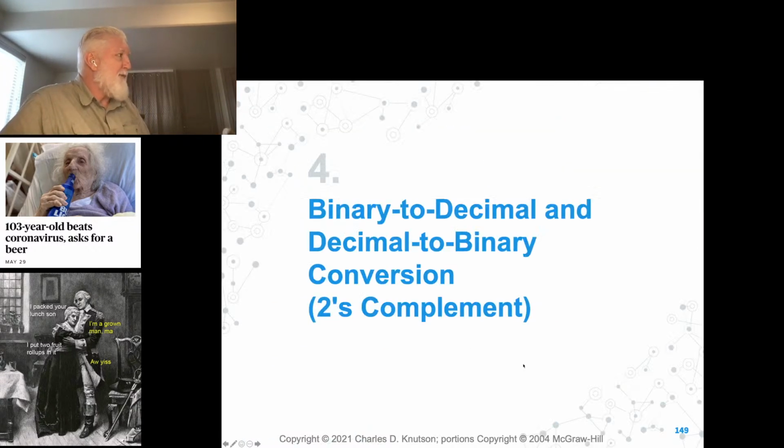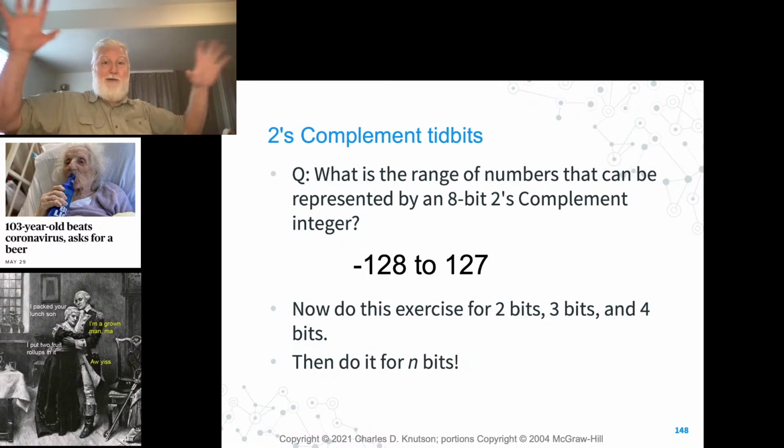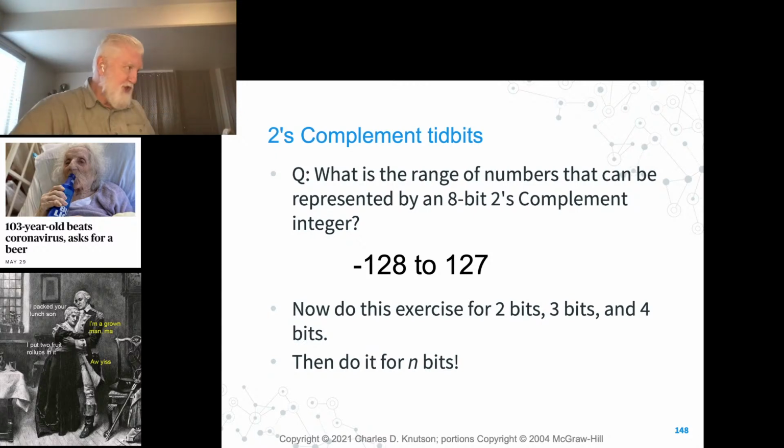Okay, you ready? Here we go. Wait. Oh, no, sorry. This is an exercise for the student. And really, truly, everybody should do this. Do it for 2 bits. Do it for 3 bits. Do it for 4 bits. And then start noodling. We already had that big discussion about n bits. Do it for n bits.